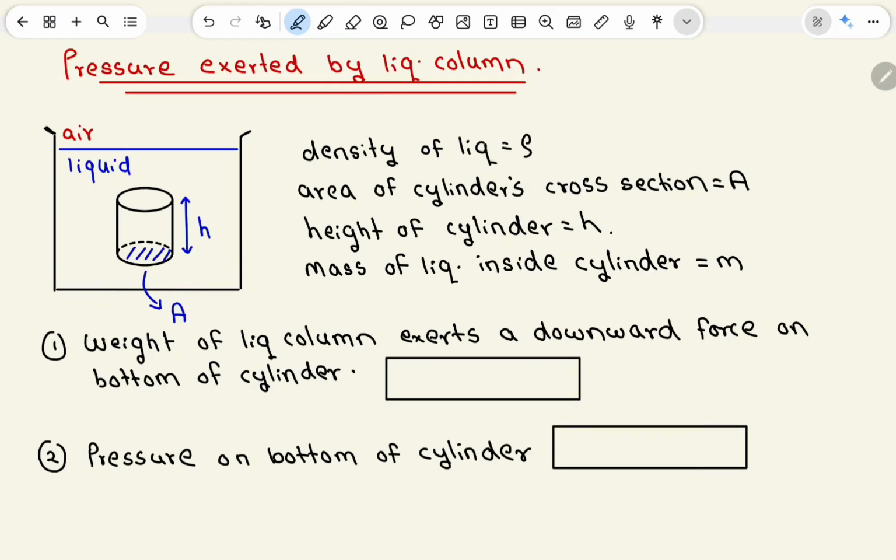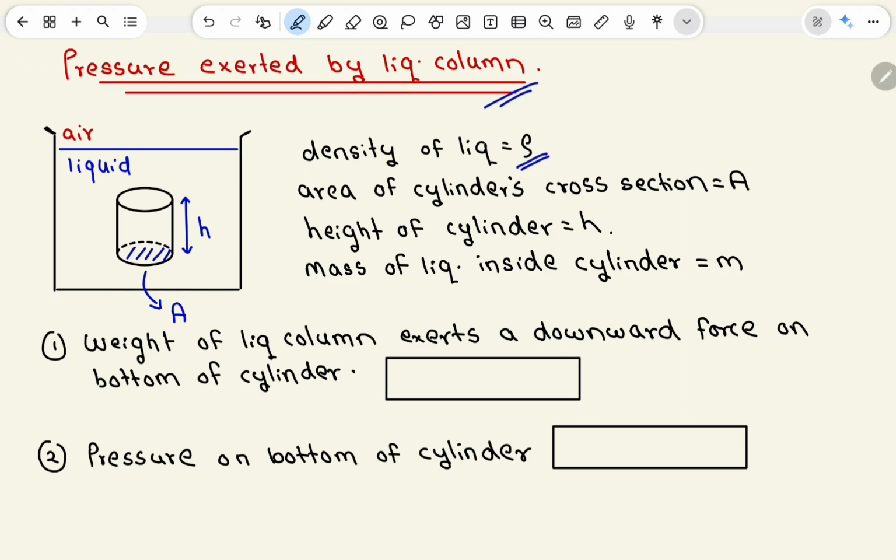Okay. Let's quickly move on to the next topic, which is nothing but pressure exerted by a liquid column. For that, on the left-hand side of the screen, you can see a figure where I've shown a vessel. And in that vessel, I've considered a cylindrical column made up of the liquid. And we have to find out the pressure exerted by this cylindrical column of liquid on the base area A, which I've shaded. So for that, let's have a look at some notations first.